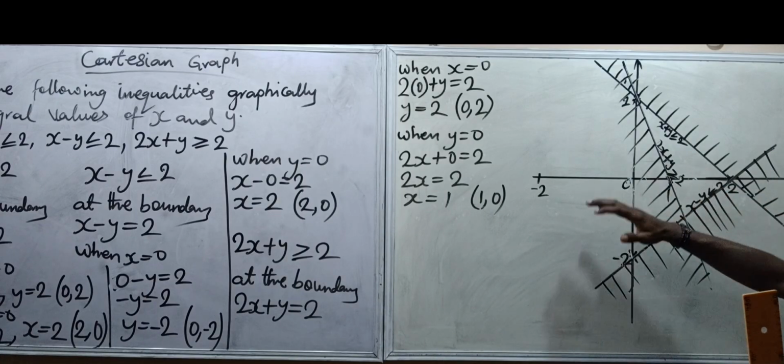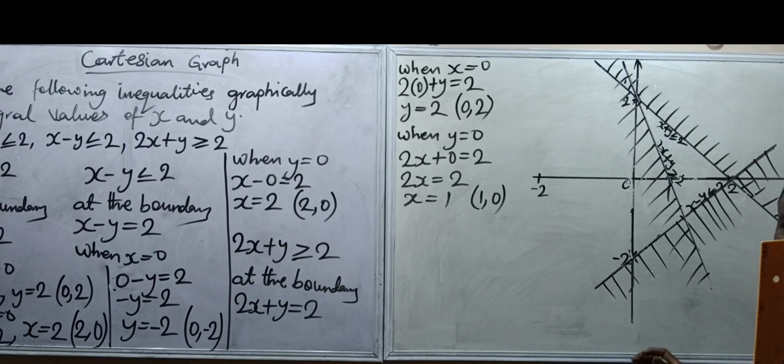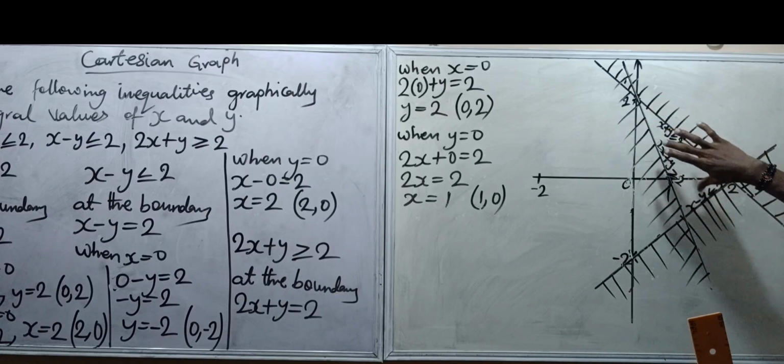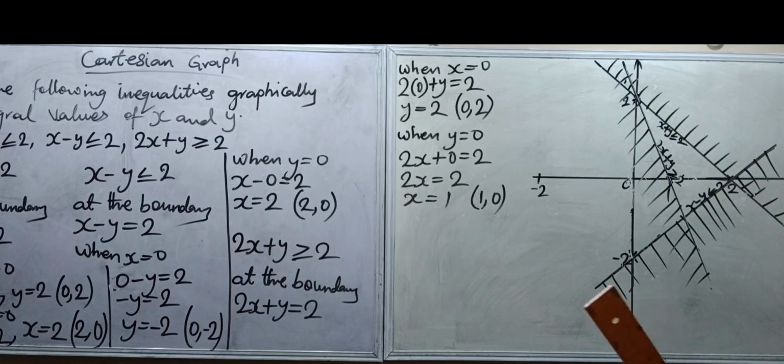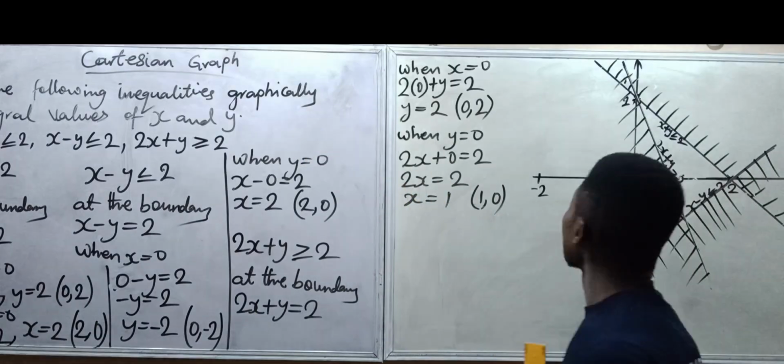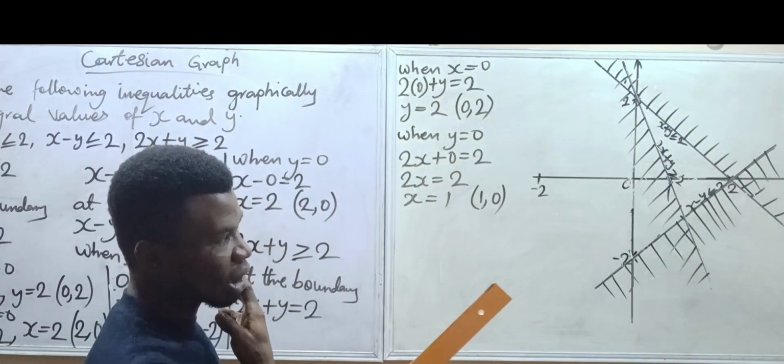Remember, we said that the shaded part is the unwanted part according to the convention we want to use. Now, this center part gives the solution of that inequality. So, there's something else I want to say.